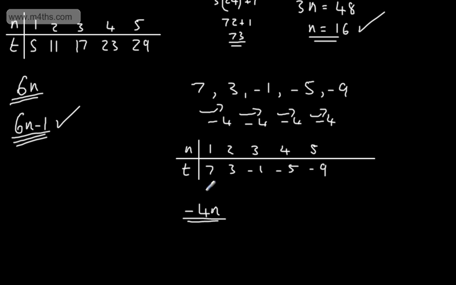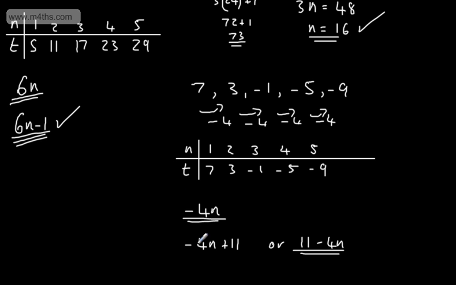It's not plus 4n. So if I do minus 4 lots of 1, that gives me minus 4. What do I need to do to get 7? The answer is plus 11. So it's minus 4n plus 11, or you could write this as 11 minus 4n. I actually prefer it like this, but to keep consistency with what you've been doing before, we'll just stick with this.